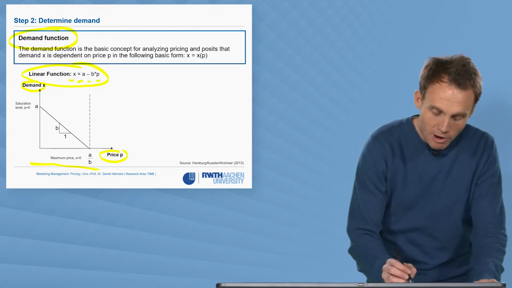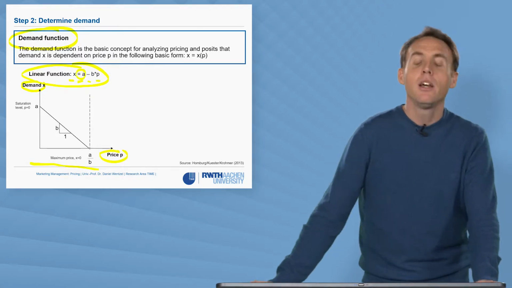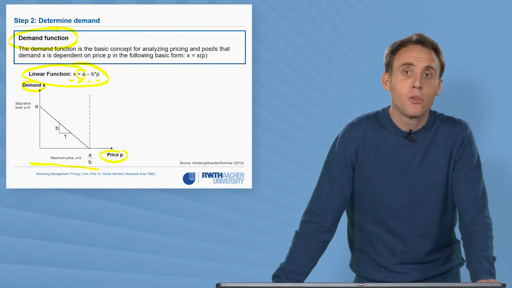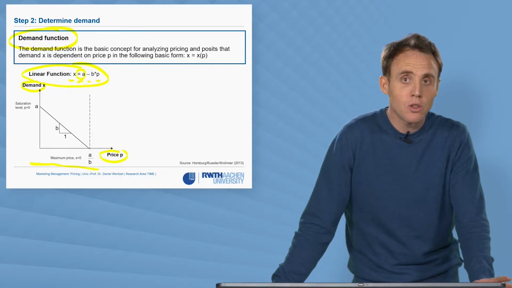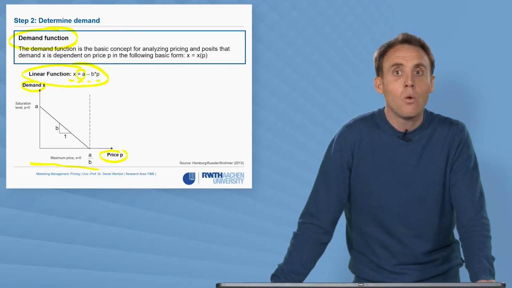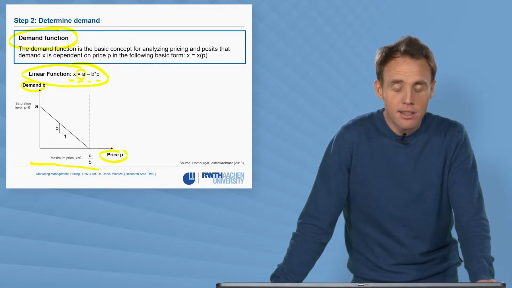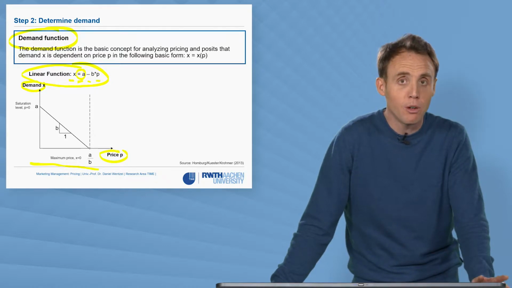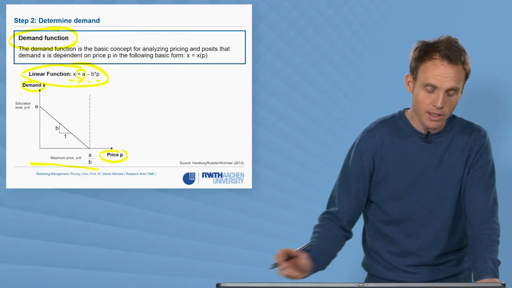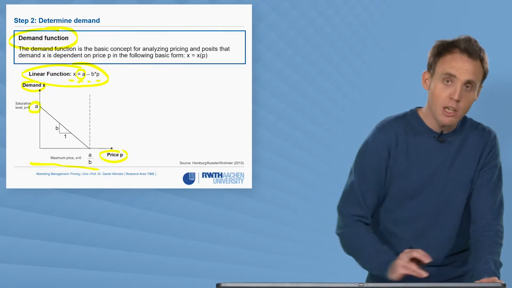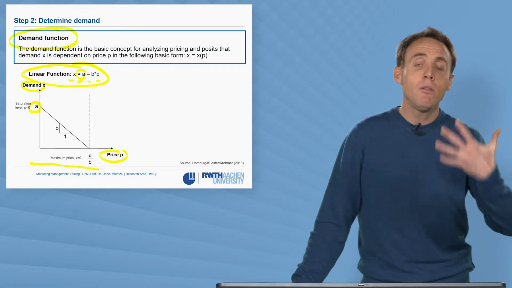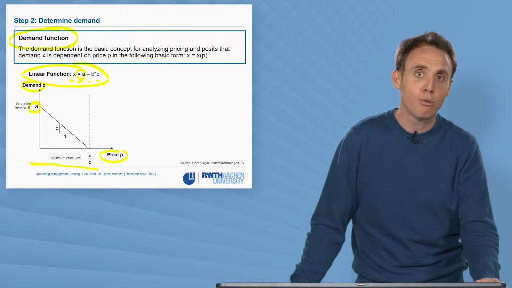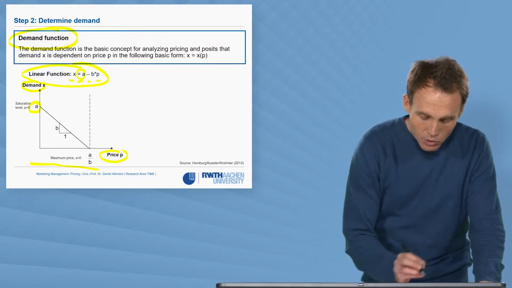What does this parameter A mean? Let's assume you ask a price of 0 for your products, meaning you're just giving it away. What is the demand in that case, in that linear function? What does the demand come to if you ask for a price of 0? That is A, obviously, right? A is the saturation level. Even if you didn't ask for any price, if you gave it away for free, how many people would want your product? That's one end of the function.